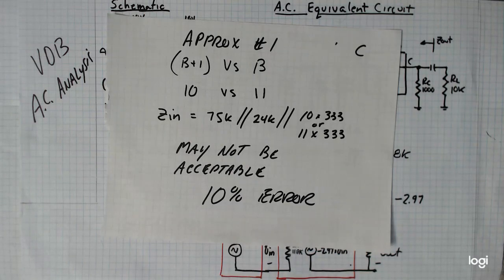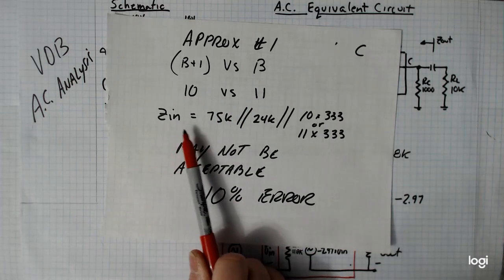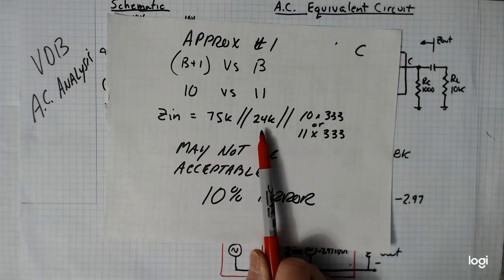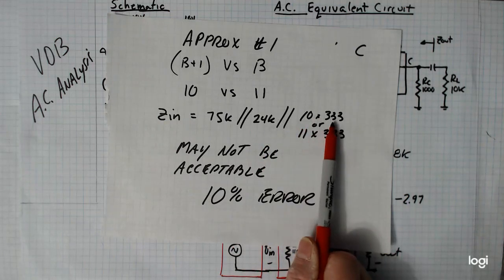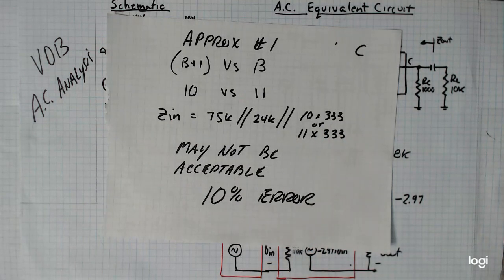What if beta's low? What if beta's 10? What if you've got a big power transistor that's pushing lots of current and doesn't have a huge gain? Well, all of a sudden, if you use 10 versus 11, then Zn would be 75K parallel to 20K parallel to 10 times that or 11 times that. That's like 33K or 36K. That's a 10% error. And that's probably someplace where it's not a reasonable approximation, that you need to probably use beta plus 1. So don't be assuming that just because it works in most situations that it works in all of them.